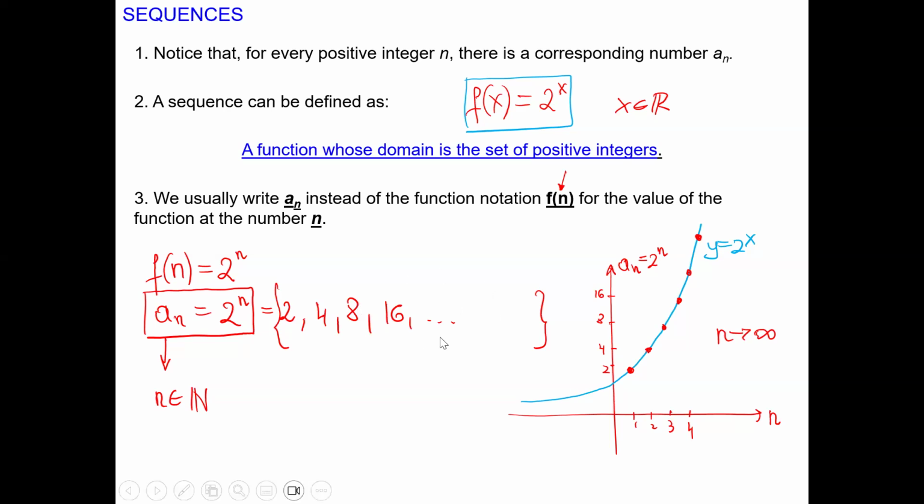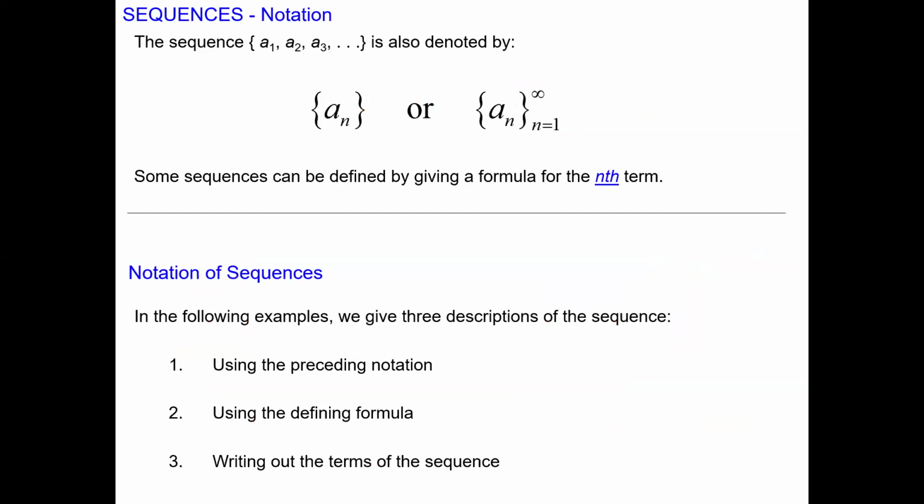Okay, that means just the heads up. We can see the blue is the curve, the dots are the sequence, the terms of the sequence. So we know that we can call it a function. We will have formulas, but not x, n. Okay, now let's see.